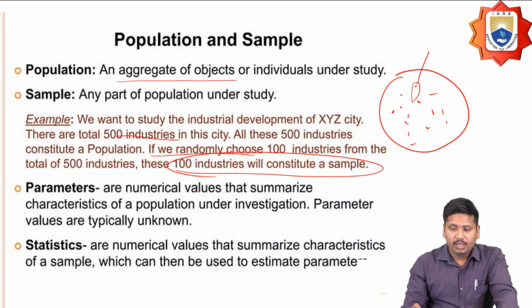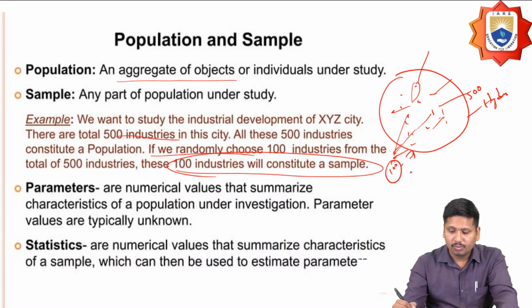Okay, so normally in order to make the study, assume that there are around 500 industries available in Hyderabad. So if I take randomly about 100 industries, these 100 will be the sample of this population. Based on some certain characteristics, I have to decide these 100 industries. So all this will be the sample of that population of Hyderabad.